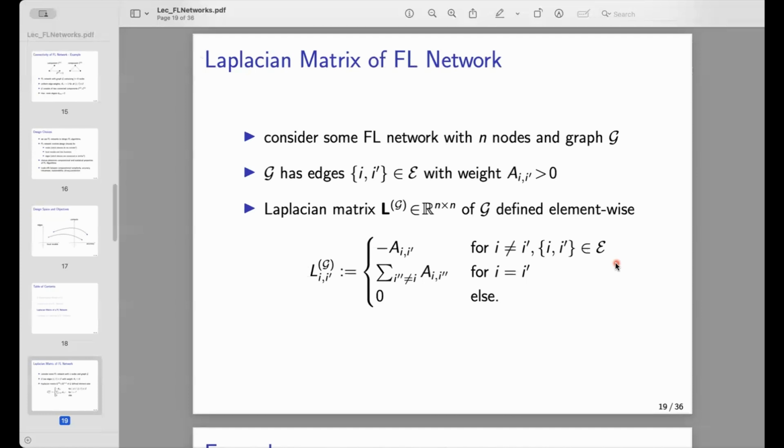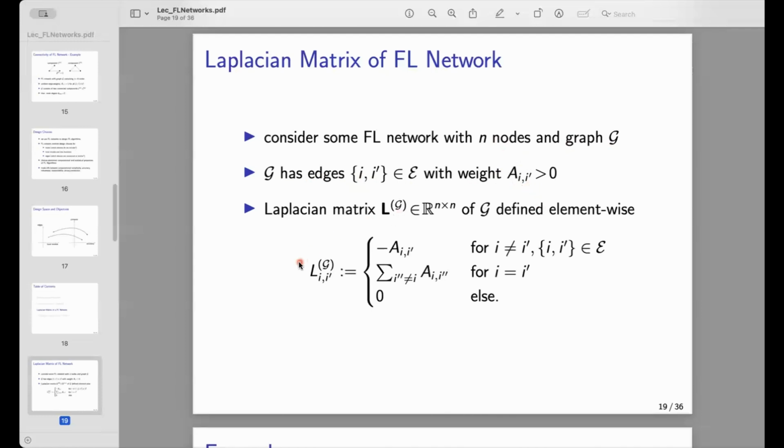Many of these questions can be answered by looking at the properties of a specific matrix, which is called the Laplacian matrix. And this Laplacian matrix is naturally associated with an undirected graph. So remember, each federated learning network comes with an undirected graph. This graph has undirected edges, and each edge has a weight A_{i,i'}. So A_{i,i'} is the edge weight for an edge between node i and i'.